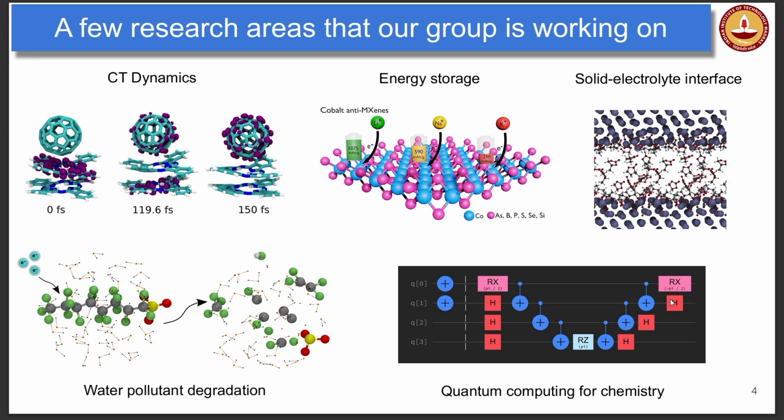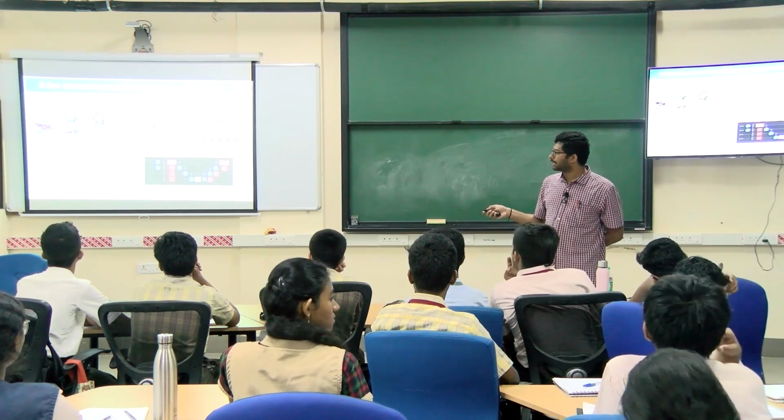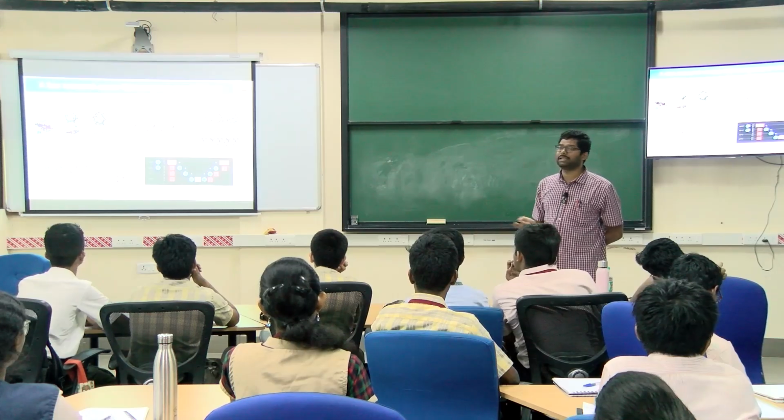The first one is, again, as I said, about the charge transfer dynamics. So what is this? You can see here, this is what is called a fullerene molecule. How many of you have heard of the fullerene molecule? Wonderful. Fullerene is a very good acceptor molecule. And this one below is called a phthalocyanine. Like the chlorophyll molecule has a porphyrin unit, this one is slightly different from that. This acts as a donor and fullerene acts as an acceptor.